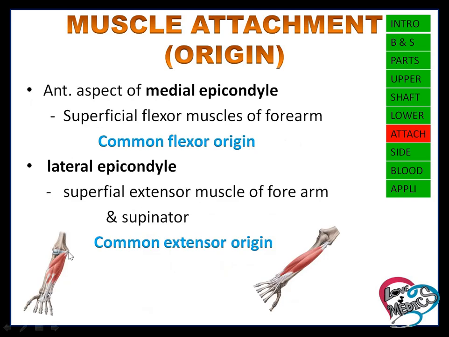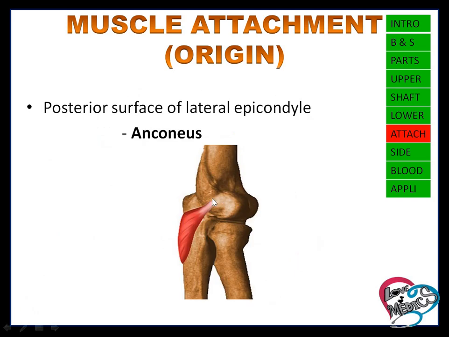And anterior aspect of medial epicondyle gives the origin to all superficial flexor muscle of forearm. So it is called common flexor origin. And lateral epicondyle gives the origin to all extensor muscle of forearm and also the supinator muscle. So it is called common extensor origin. Anconeus muscle arises from the posterior surface of lateral epicondyle.